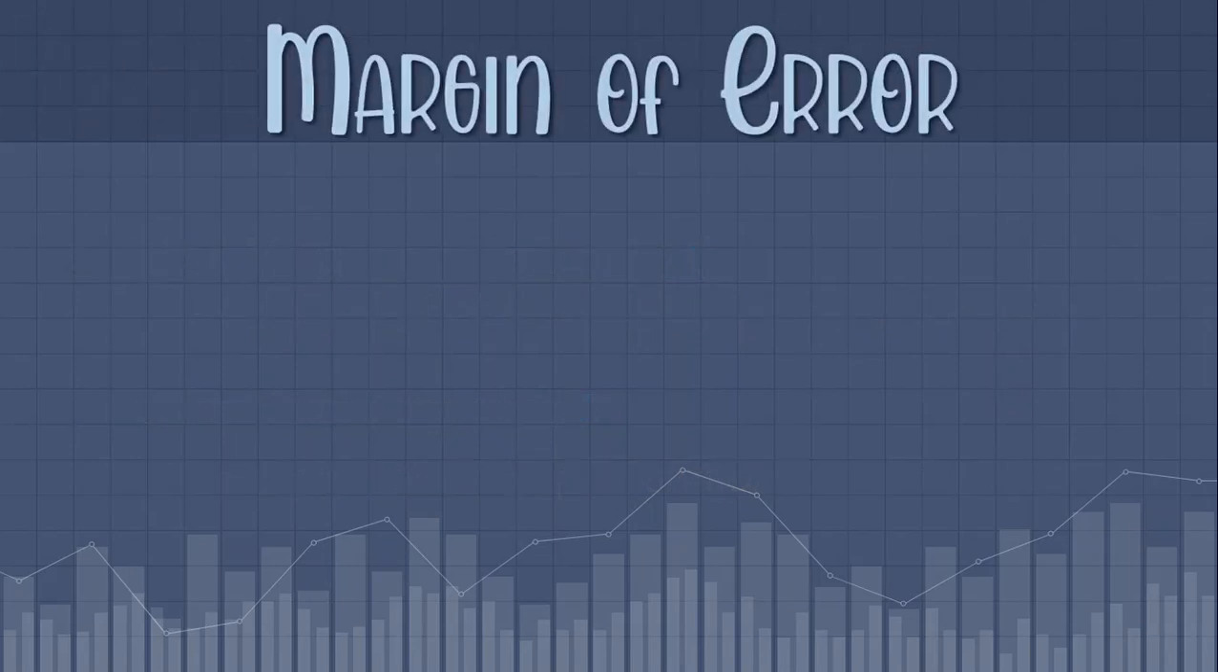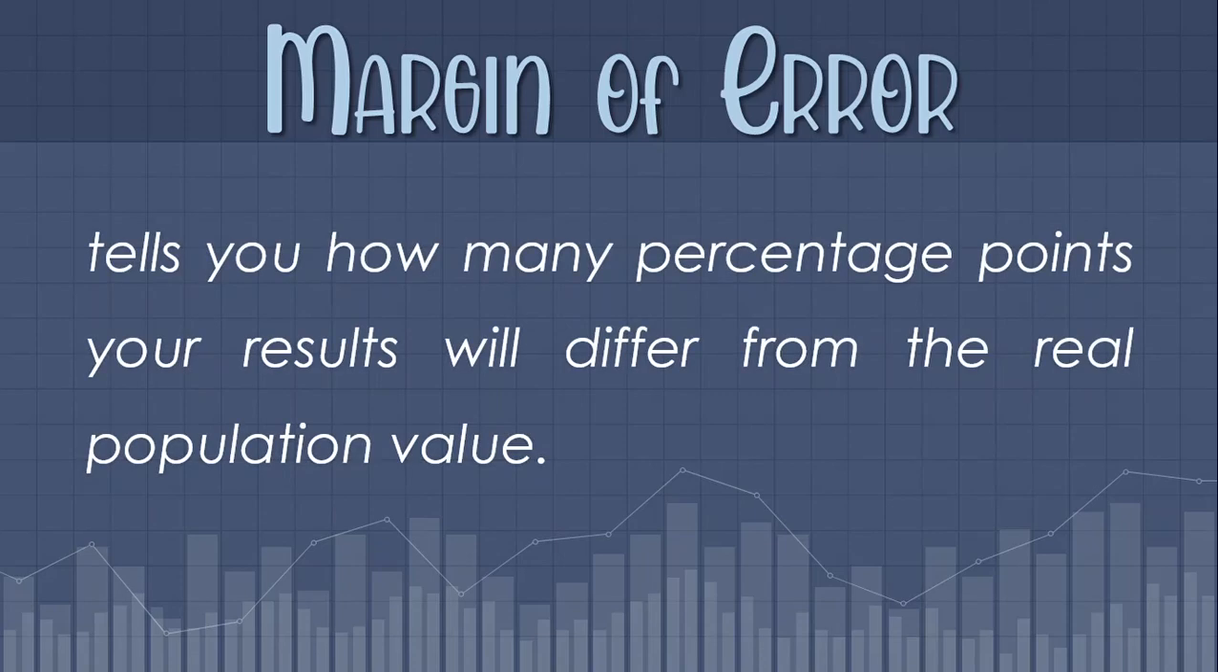Now remember that you have also learned that when we are using a sample, there will always be an error, and that is called the margin of error. It tells you how many percentage points your results will differ from the real population value. Now, the margin of error can be used in determining the appropriate sample size that we can select from a certain population.